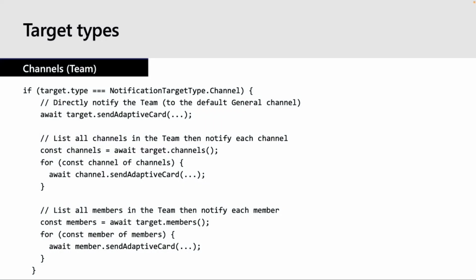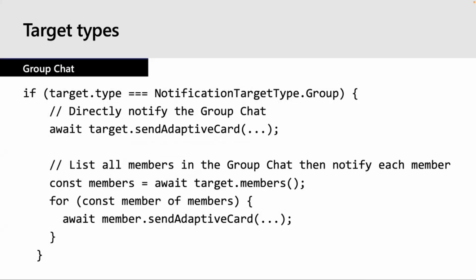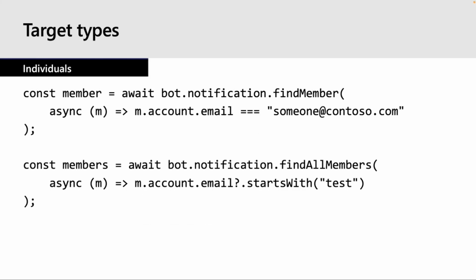Quickly cover the different target types, like I mentioned. So we've got a few examples here. So we can target a channel. We can loop through channels. We can loop through the members of those channels. We can also do group chats as well, again, looping through the members of those group chats and actually sending messages. Or we can actually identify individuals and send messages to individuals based on their UPN or email address, or a number of members as well.